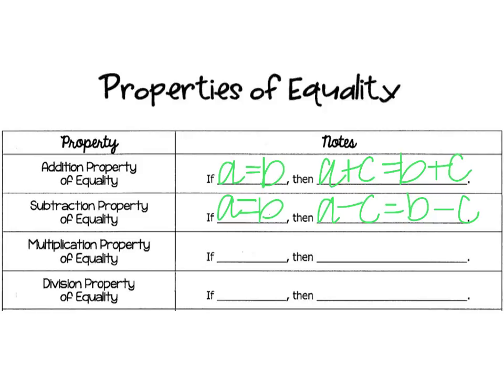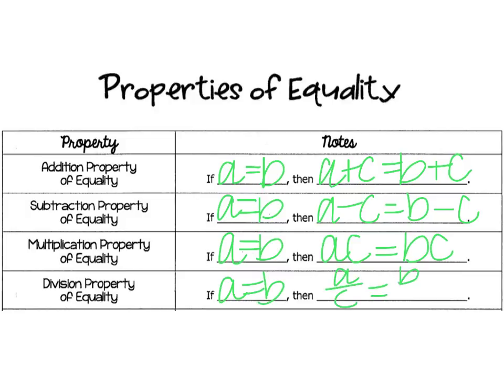Multiplication property of equality. If A equals B, then A times C equals B times C. We're multiplying both sides of the equation by C. And last but not least, the division property of equality. If A equals B, then A divided by C equals B divided by C. So if we divide one side of the equation by C, we divide the other side of the equation by C as well.